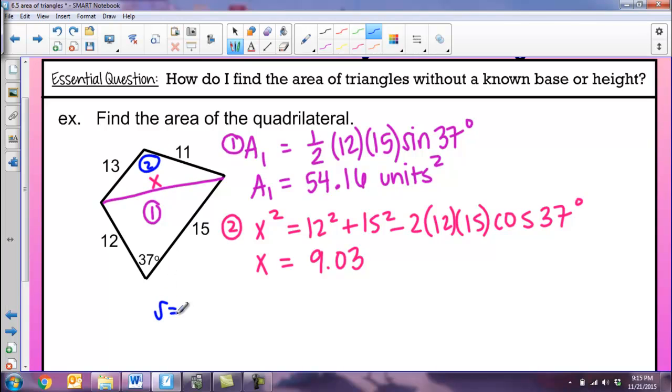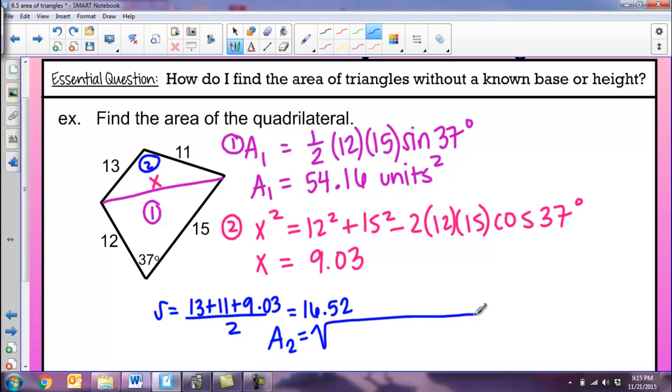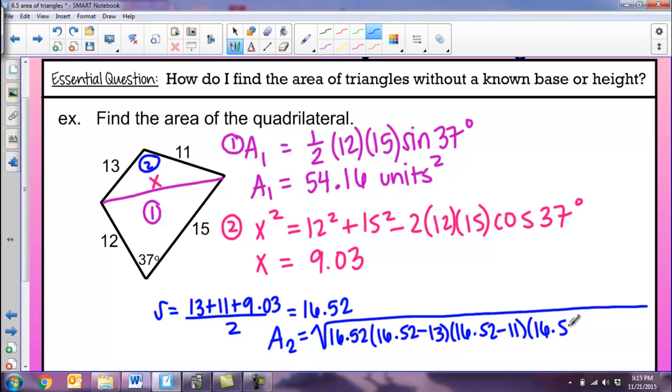And so my semi-perimeter is going to be 13 plus 11 plus 9.03, and I'm going to take half of it. And so that's going to get me approximately 16.52, and so that's the number I'm going to plug into that big giant formula. So the area of the second triangle is square root of all that business. So 16.52 times 16.52 minus 13, 16.52 minus 11, and then 16.52 minus 9.03, that third side we found.